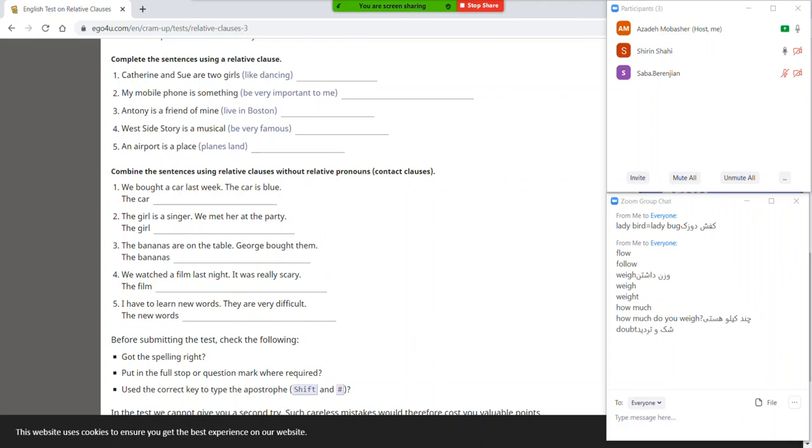The bananas are on the table. George bought them. The bananas George bought are on the table. Yes, very good. Four. We watched a film last night. It was really scary. The film we watched last night was really scary. Yes. I have to learn new words. They are very difficult. The new words I have to learn are very difficult. Yes, exactly. Very good. Excellent.